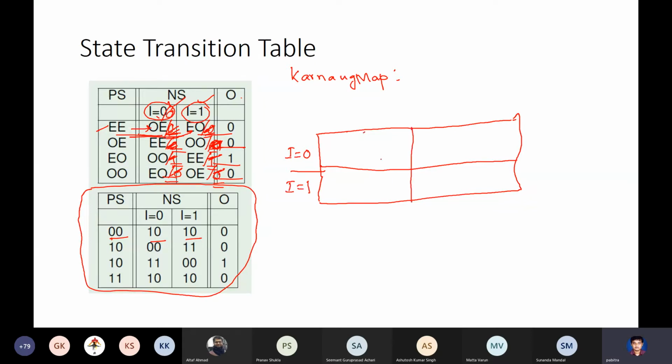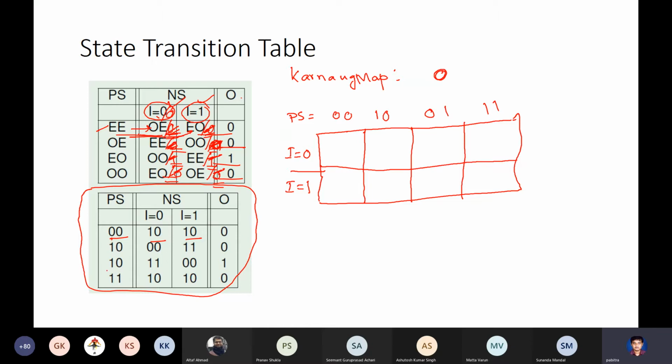and I'm writing the present states: 0 0, 0 1, and 1 1, 1 0. This is my present state. Let me first write the output function. Okay, so let me copy.